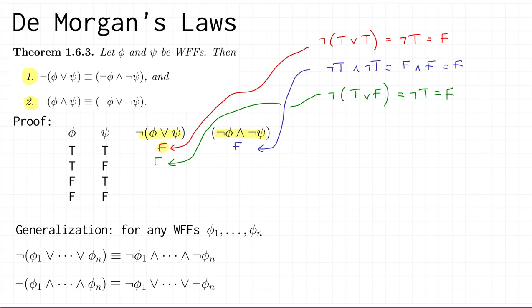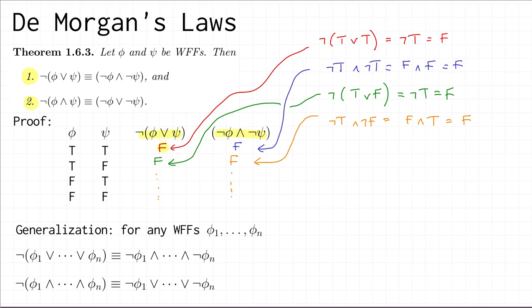So here we put false, and if we look at this one here under the same class of truth assignments, we now have not true and not false, since phi is true and psi is false under this truth assignment that we're thinking about. So this is false and true, and by the truth table for and, that is false. So we put a false here.